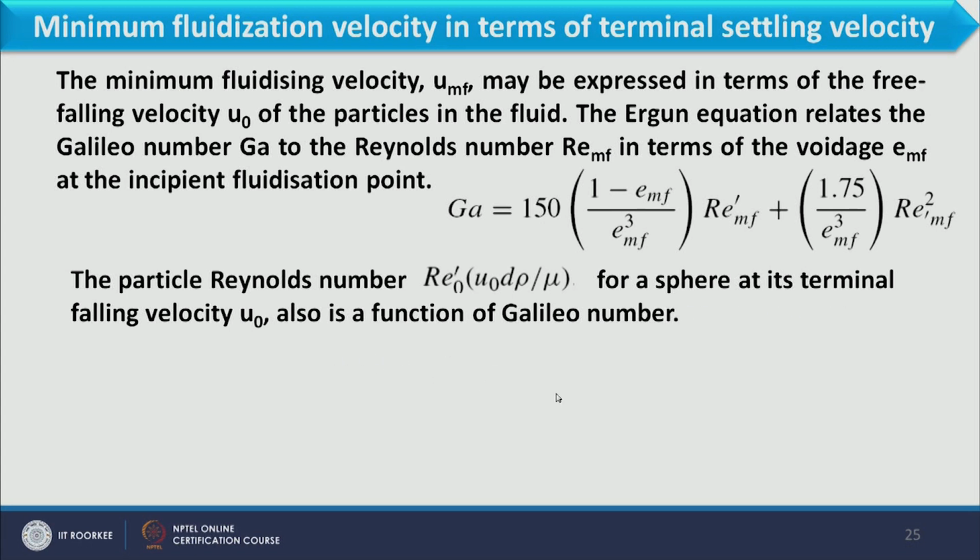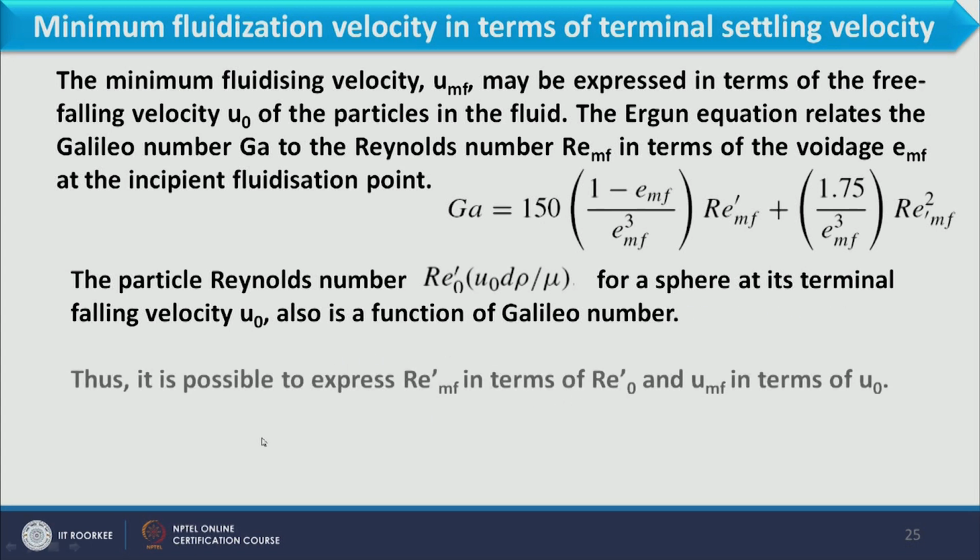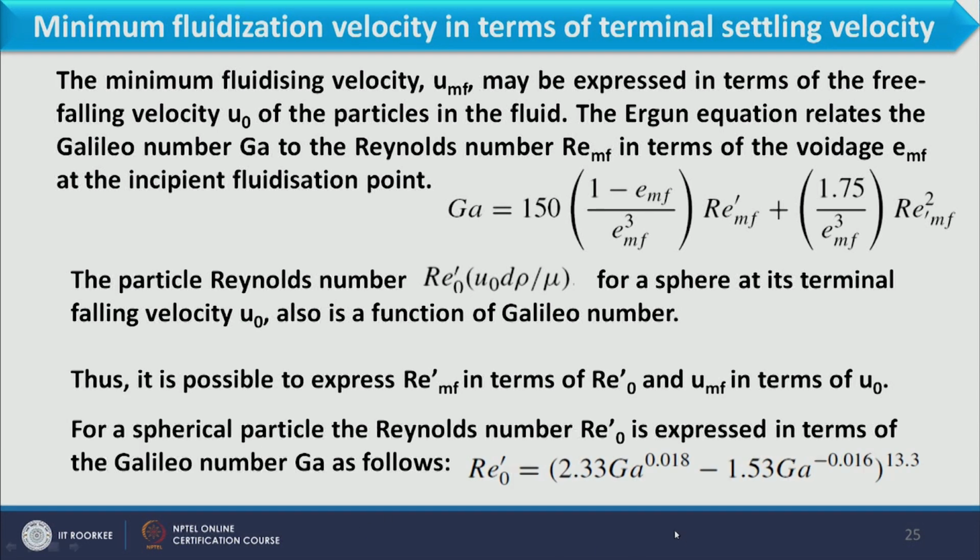Similarly, when we correlate the particle Reynolds number at terminal falling velocity with Galileo number, we can obtain this particular relation: Reynolds number at terminal falling velocity equals 2.33 Galileo number^0.018 minus 1.53 Galileo number^-0.016 minus 13.3. The derivation of this you can find in Richardson and Coulson volume 2.